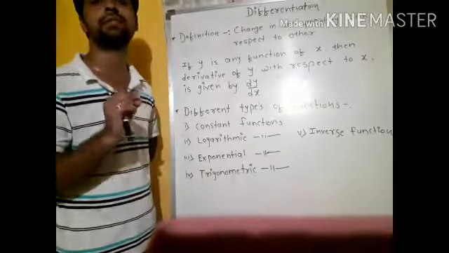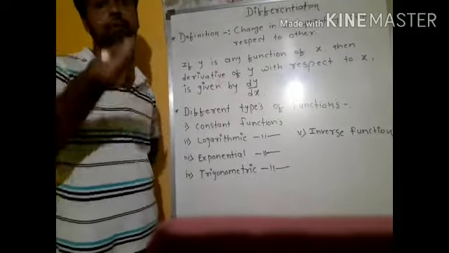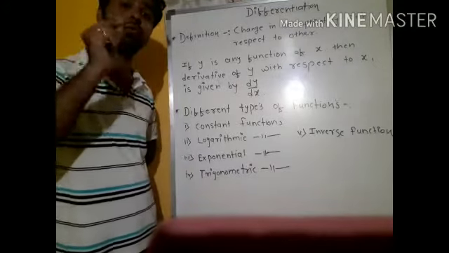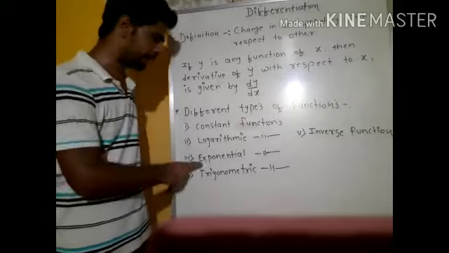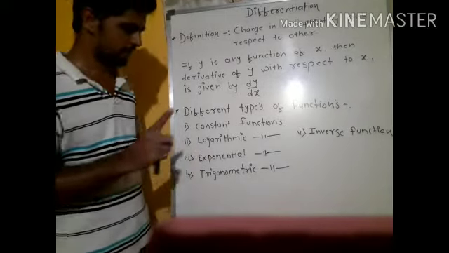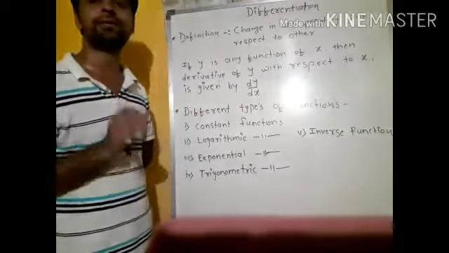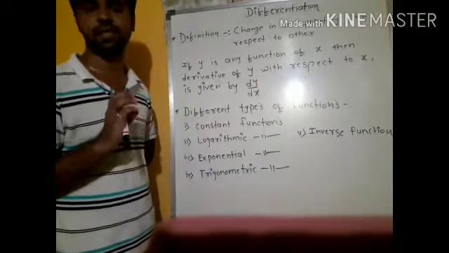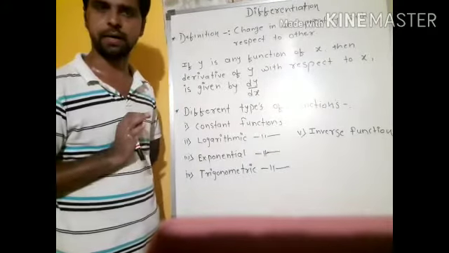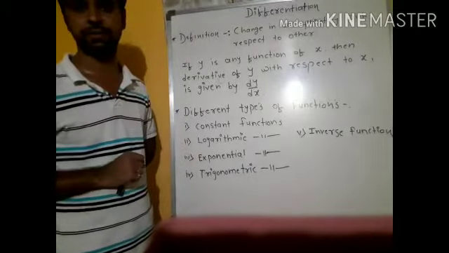The function which is expressed in terms of e to the power x, e to the power y, or e to the power pi, e to the power any number, 2, 1, any number, that type of functions are known as exponential function. Okay, now next is trigonometric function. We all know we have 6 types of trigonometric function: sine, cos, tan, cot, sec and cosec. Right? We have to find out derivative of all these trigonometric functions.